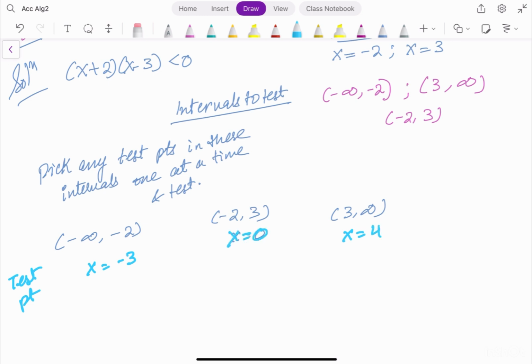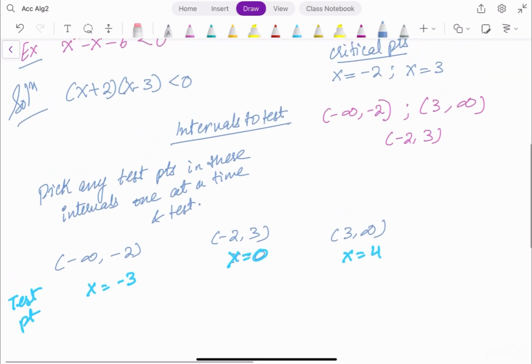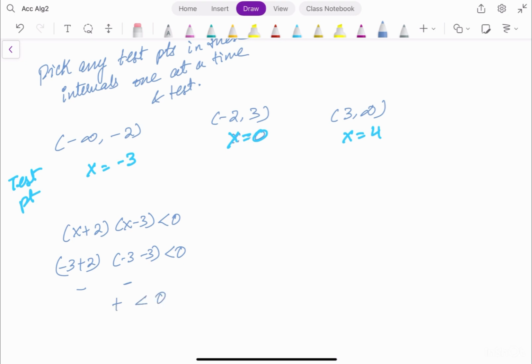After you select the test point, the next step is to check. You will check not in the original equation; I would prefer to check in the factored form. We are not calculating the values, so there is no need to calculate for every test point. We will just check whether it is positive or negative. For example, x plus 2 will give you a negative answer. X minus 3, when you plug in x equal to negative 3, will give you a negative answer. So negative and negative will be positive, and positive cannot be less than 0.